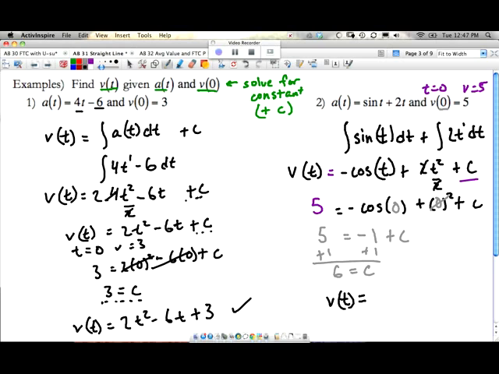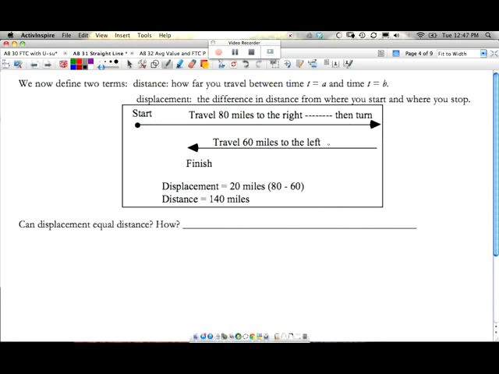V of t equals negative cosine of t plus t squared plus 6, our value for c. Check done. This is nice. This is very nice. Very simple. Okay. So let's get complicated then.